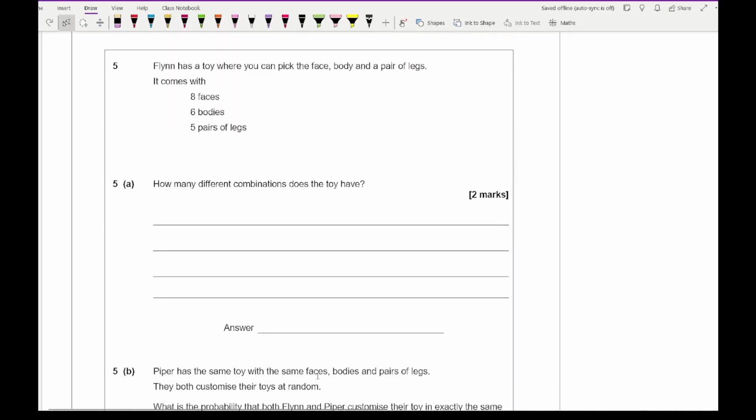Then moving on to question 5, it says that Flynn has a toy in which you can pick a face, body and a pair of legs. It comes with 8 faces, 6 bodies and 5 pairs of legs. How many different combinations does the toy have? Well, this one is just going to be 8 times 6 times 5, which gives me an answer of 240.